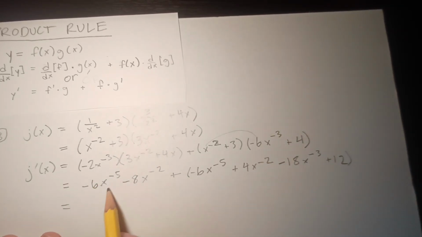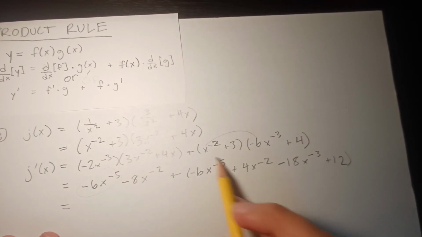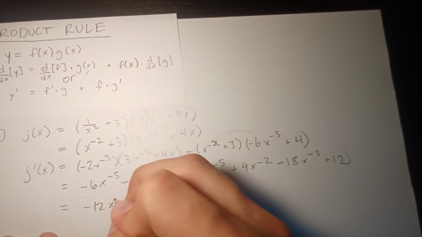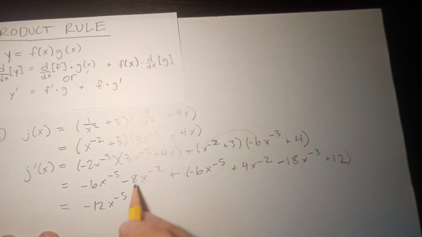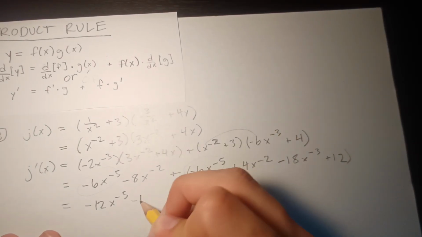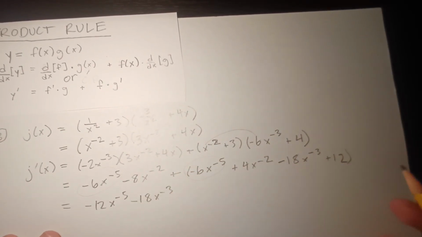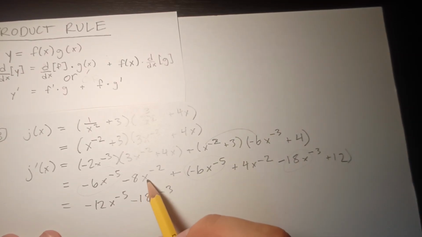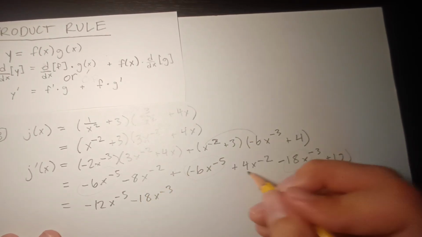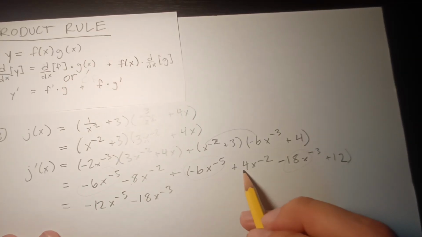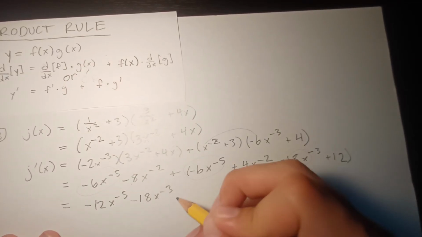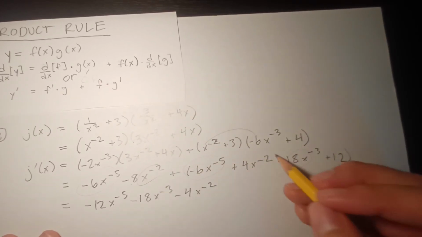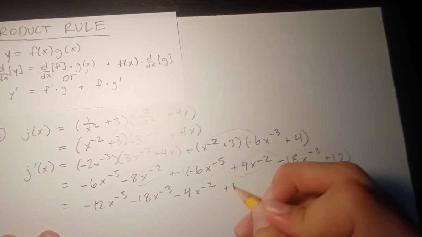And now combine like terms. We're going to do this part and this part. So that's going to be negative 12x to the negative 5th. Next, we'll do the third, right? So we're going to do minus 18x to the negative third. And then next, we're going to do the ones with the negative 2. So that's going to be negative 8 plus 4, which is going to be negative 4. And then lastly, we have this term, plus 12.